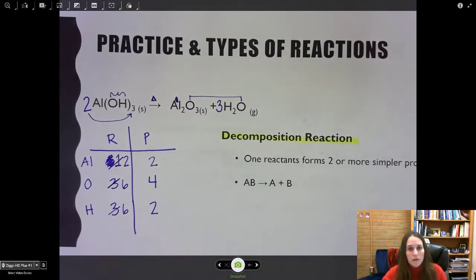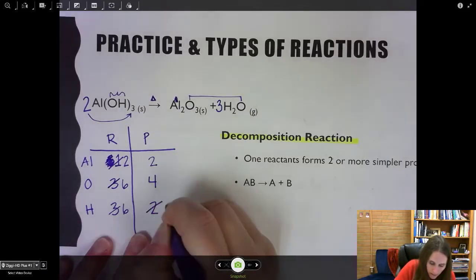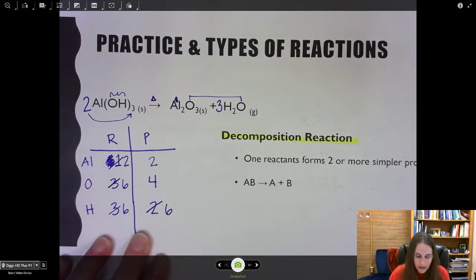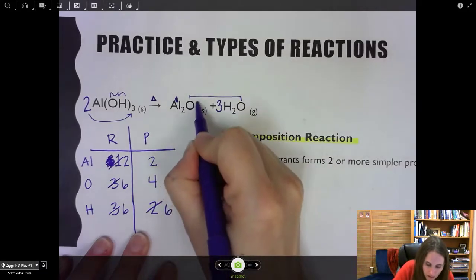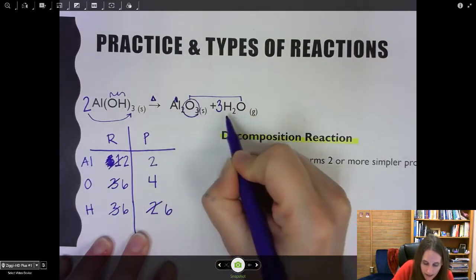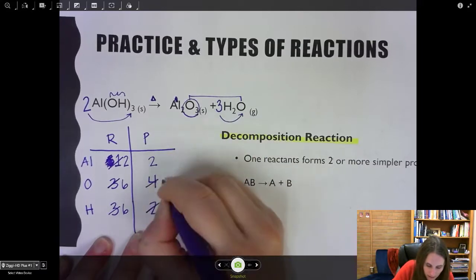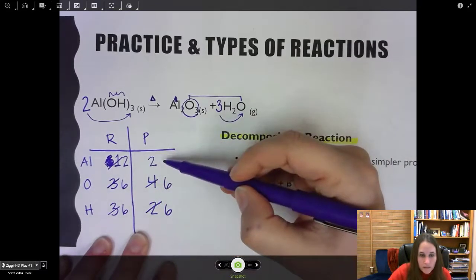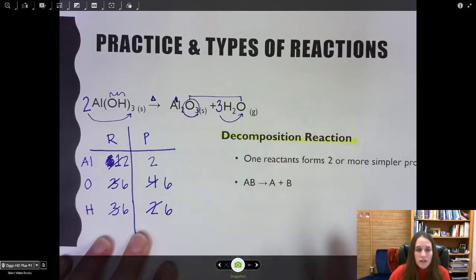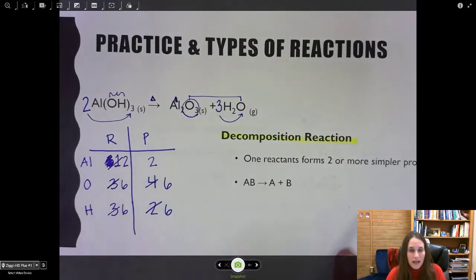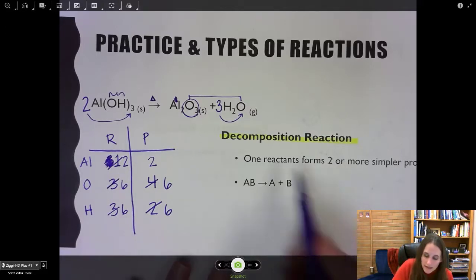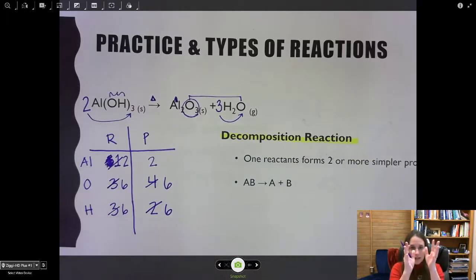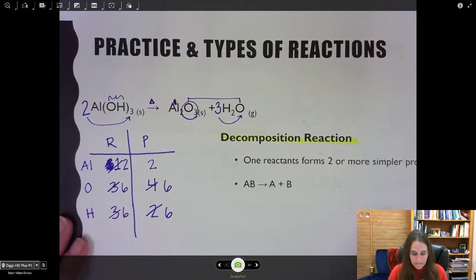So 3 water molecules are coming out. So that would then make this 6. And if you look, you'll notice I have fixed the oxygen problem as well. I have 3 oxygen here, and then now I have 3 oxygen here, and I have balanced the aluminum, the oxygen, and the hydrogen on both sides of the reactants and the products. And again, this is a decomposition reaction because I have one reactant that's breaking down into some simpler products, maybe even its elements.